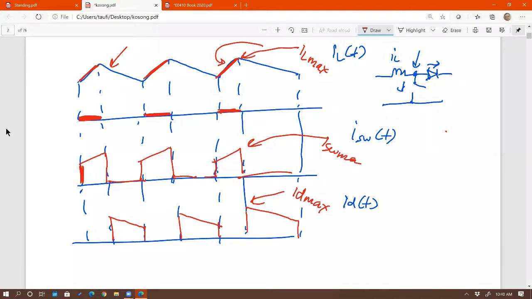IL peak and IL max, they're the same. Oh, they're the same? Okay. Yeah, the peak value, right? Max is peak value. I thought in the book that there was an average sign over all the IL maxes, but maybe that was me reading it wrong.